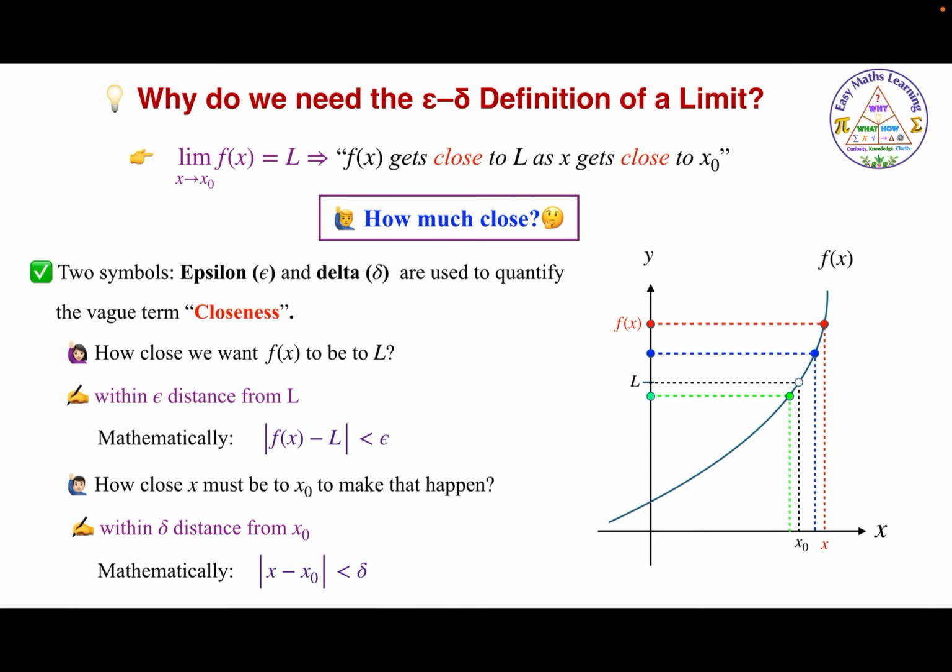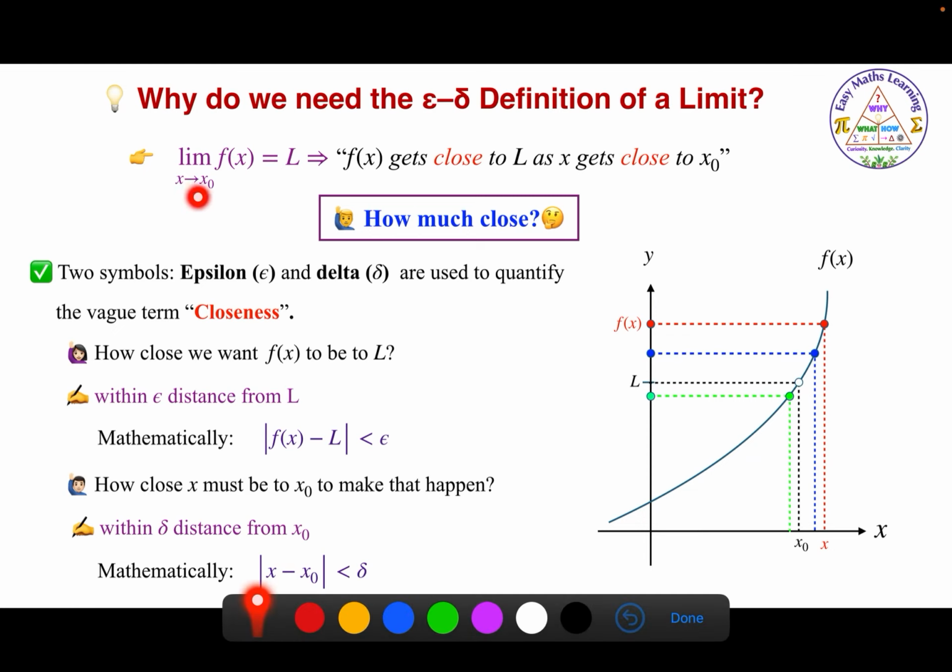Let's begin. Earlier we defined the limit as limit as x tends to x naught of f(x) equals L. It means f(x) gets close to some number L as x gets close to x naught. But the real question is, how much close? If we define closeness of the function value to L, the function may be here, okay? So this is a distance between the function value f(x) and L, or the function may be here, a little closer to L, or it may be here, much closer than before.